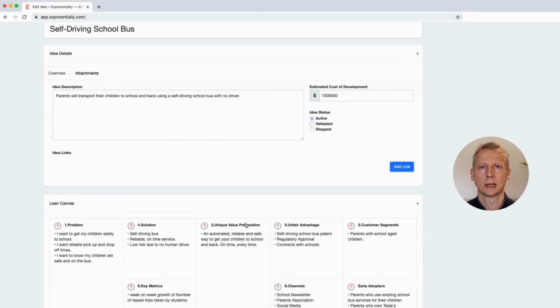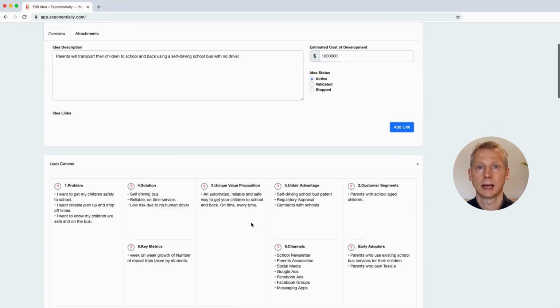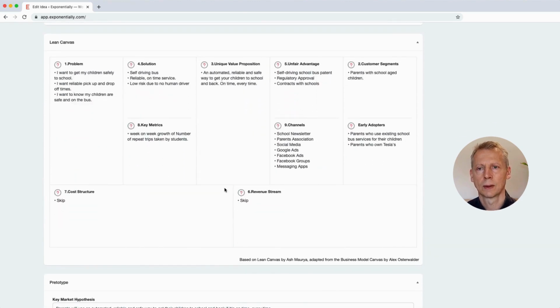So let's walk through the self-driving school bus example for the Lean Canvas. And if you remember, the idea here is that parents will transport their children to school and back using a self-driving school bus that has no driver. And what we're trying to capture on the canvas here is whether someone will even use the service in the first place. We're not trying to prove, can the technology work on any of that stuff. That can come later. So we're going to start with focusing on the problem.